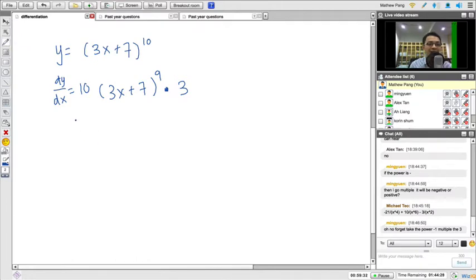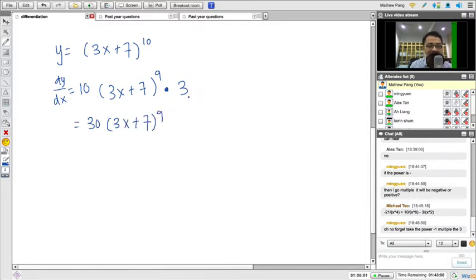Okay, then a lot of students will make a common mistake here. They try to multiply 10 inside this bracket, becoming 30x plus 70 power of 9. This one you should never do, because they are different powers, you cannot multiply in. But we know this is 10 power of 1, this is 3 power of 1. Both of these have the same power, so I can multiply 10 with 3, so I get 30. And then this is 3x plus 7 power of 9.